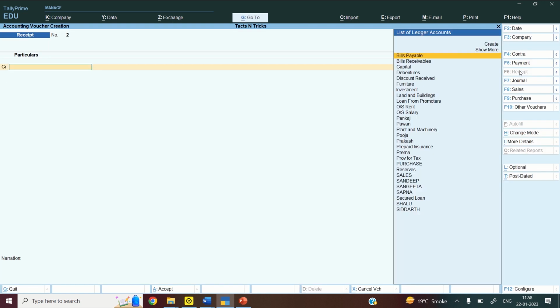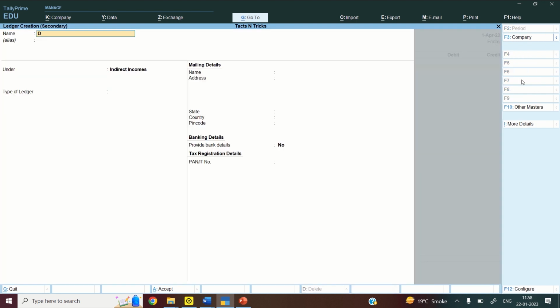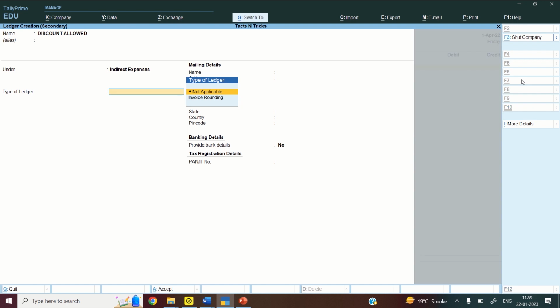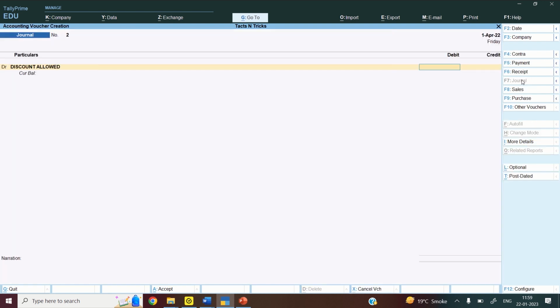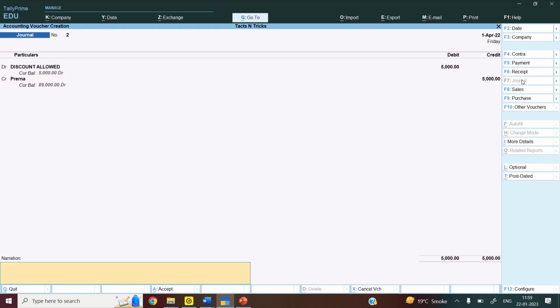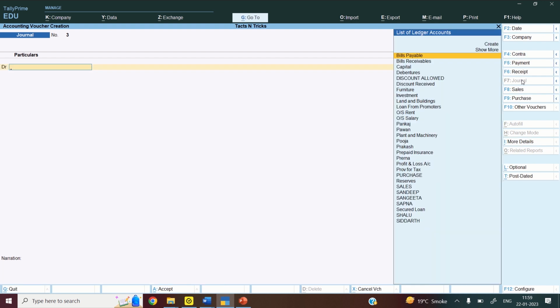Okay. And then we will go to the journal voucher, and it is a discount allowed. So I will press Alt plus C. I will create the ledger for discount allowed, and it will come under the indirect expense group, and I will press Control plus A. So discount allowed is 5,000 rupees, and to whom we have allowed, it is Prerna. Okay. So the fifth adjustment's vouchers are done.